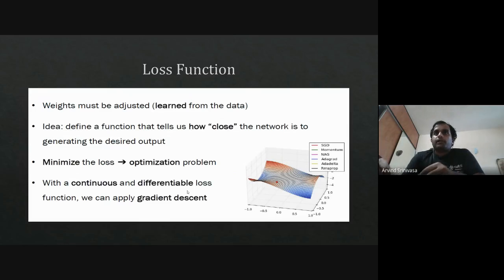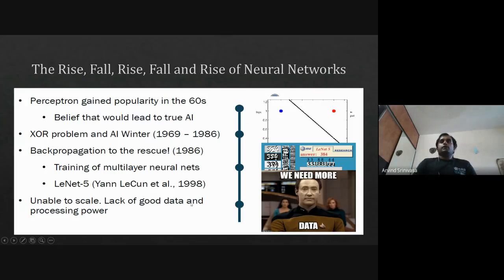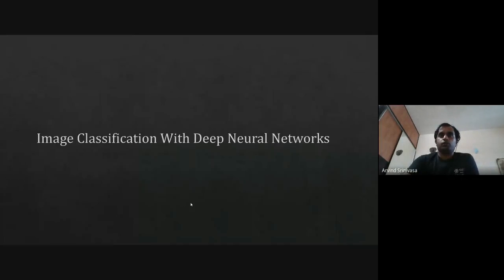Another important concept you need to know: during the course of machine learning, all the algorithms will have a loss function. Linear regression has a loss function. Logistic regression has a loss function. Every algorithm has loss functions. The loss function is how weights are adjusted, that is, how the model learns from the data. The idea is to define a loss to tell how close the network is to generating the desired output. Minimizing the loss is an optimization problem. With a continuous and differentiable loss function, we can apply gradient descent. So this is what I wanted to talk with you.